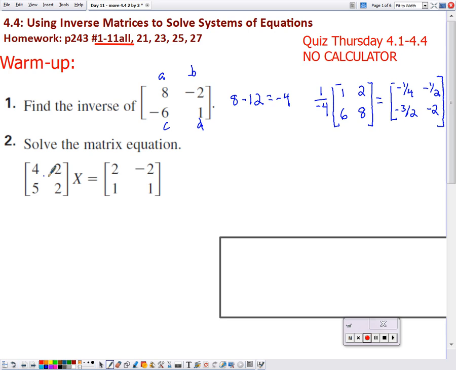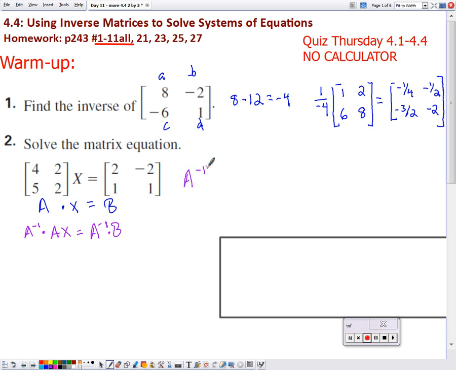Number 2 says solve the matrix equation. Well, here we have matrix A, and it's matrix A times matrix X equals, we'll call this matrix B. If you remember from yesterday, we cannot divide by matrix A. What we have to do instead is multiply both sides times A inverse. So now our matrix equation will be A inverse times AX equals A inverse times B. And our goal first is to find out what A inverse is.